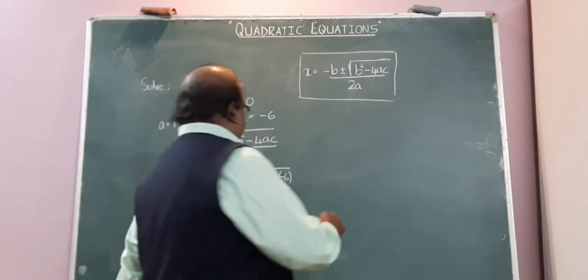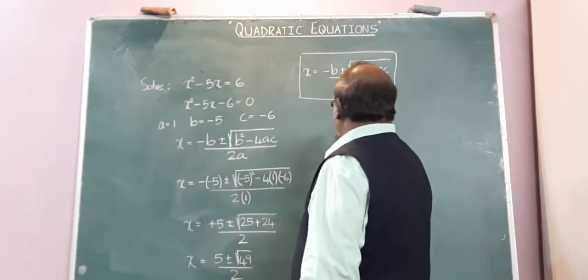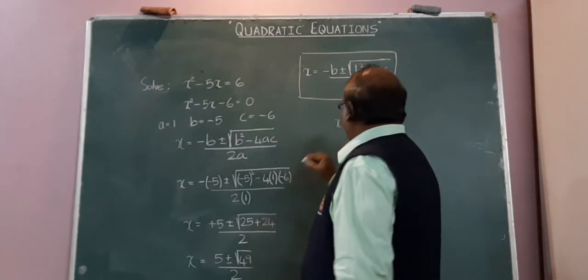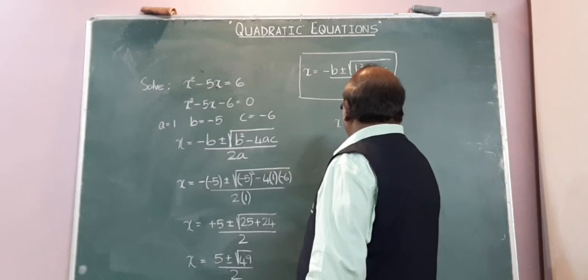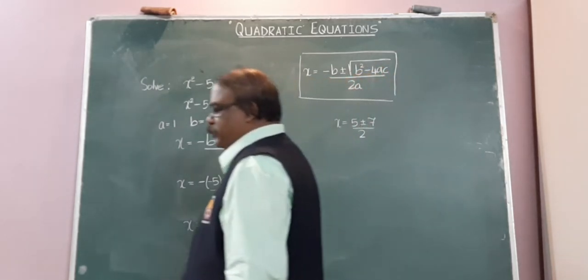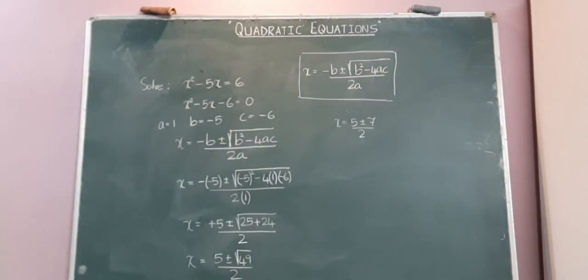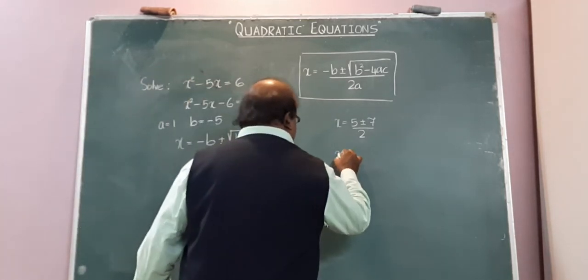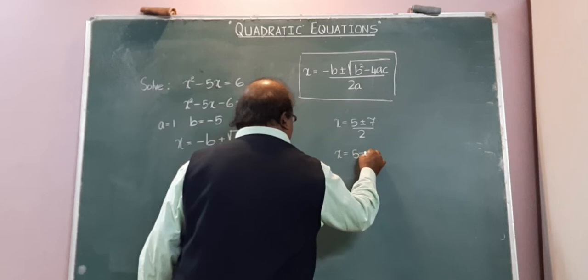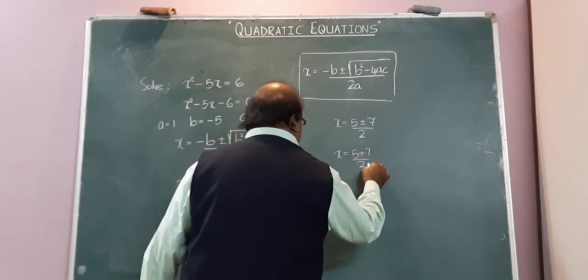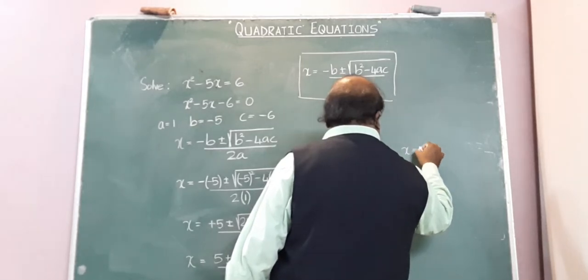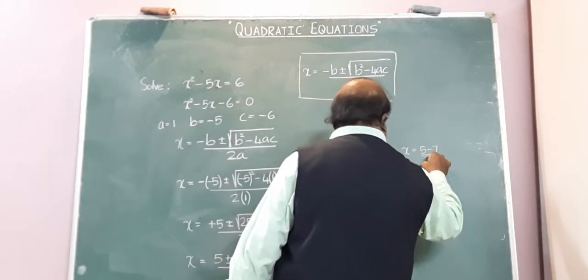So what will I get in the next step? X is therefore going to be equal to 5 plus or minus square root of 49, 7 upon 2. What is square root of 49? 7 upon 2. So you get x is equal to 5 plus 7 upon 2, or x is equal to 5 minus 7 upon 2.